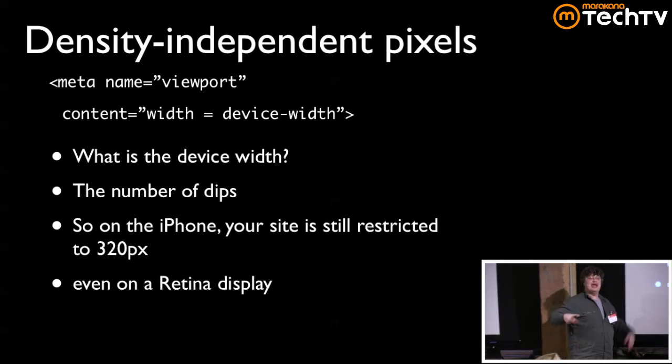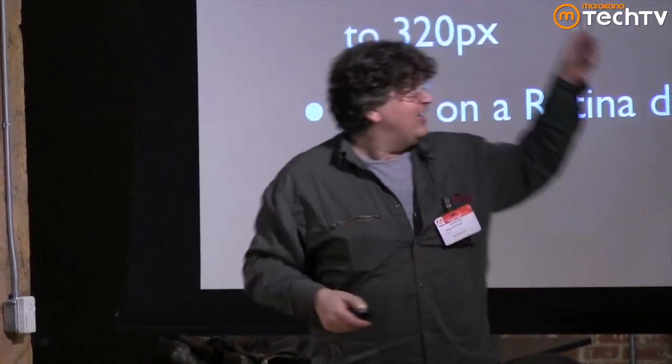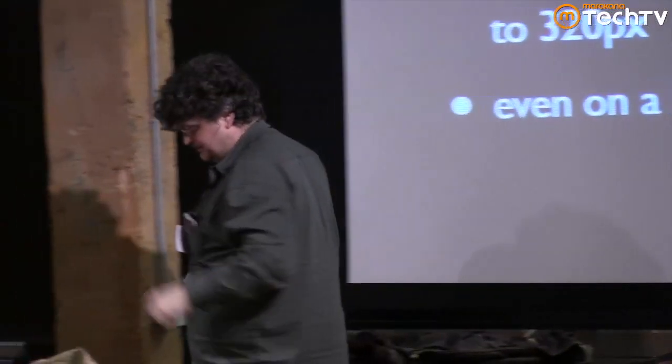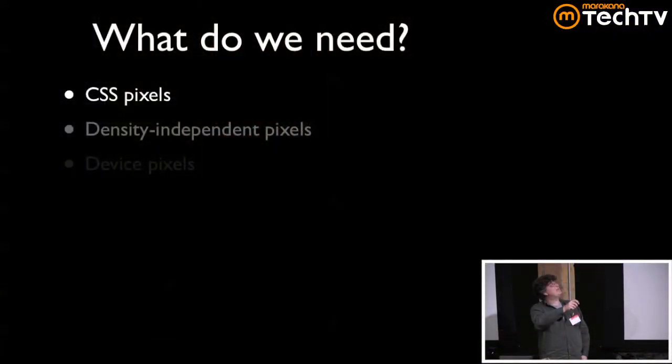And this will continue. If Apple creates a Super Retina display or so with even more pixels, the device-independent pixels will remain constant at 320. So with all these kinds of pixels in mind, what do we actually need as web developers? I already gave you a clue. CSS pixels are by far the most important part for us. We have to work in CSS pixels.